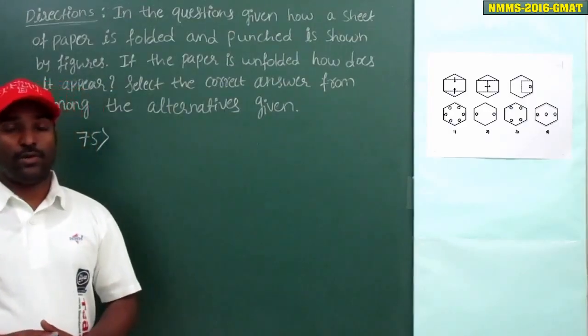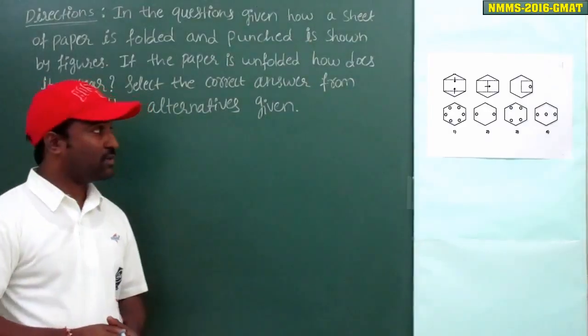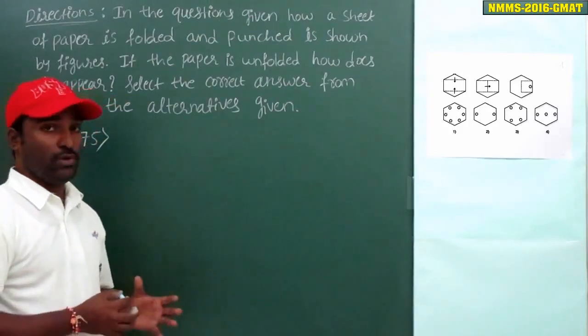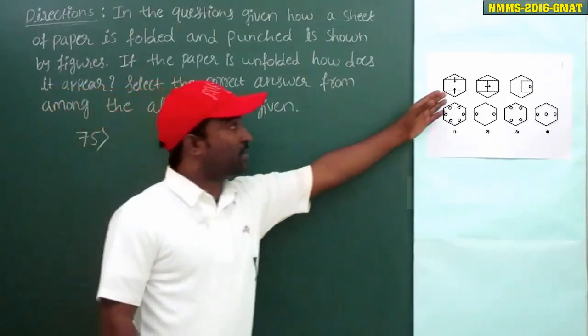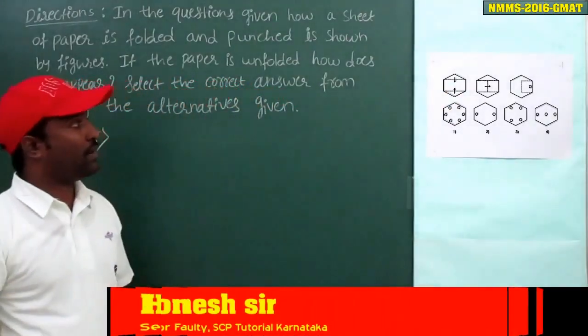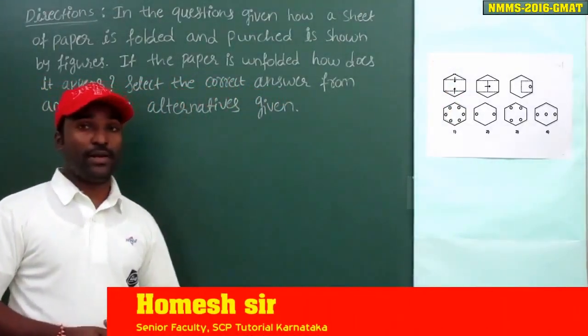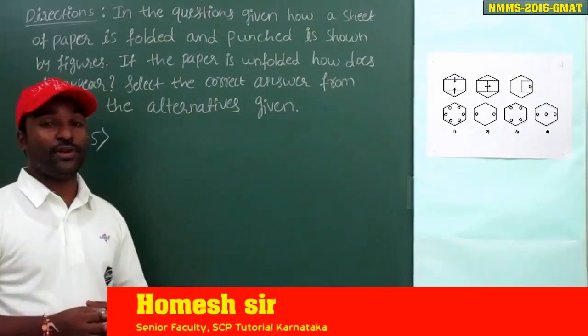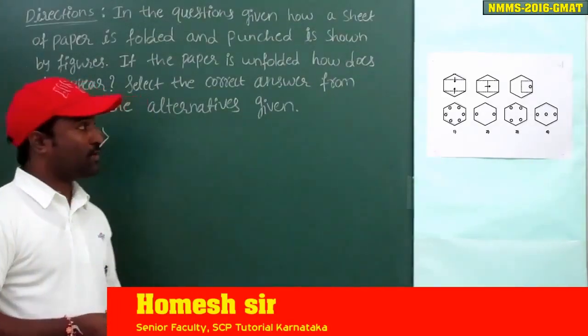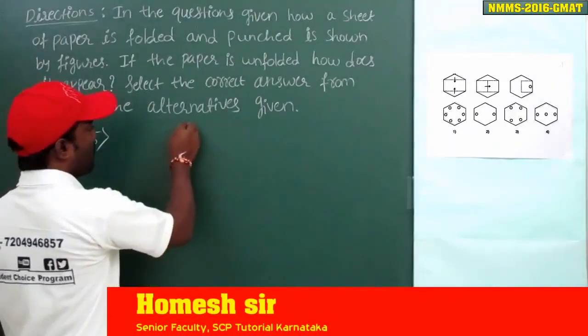Friends, here is one more problem based on the same direction. We have to find the unfolded paper after punching. Here three figures are given, showing how the paper is folded and how it is punched. Depending upon that, you have to find how the same paper will appear when unfolded. Let us draw the given figures.